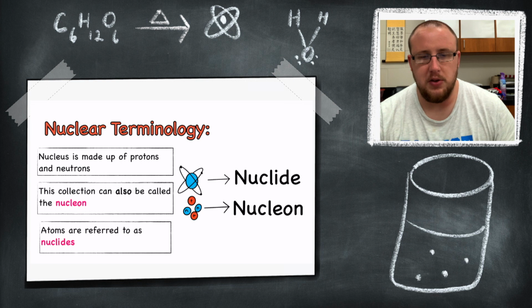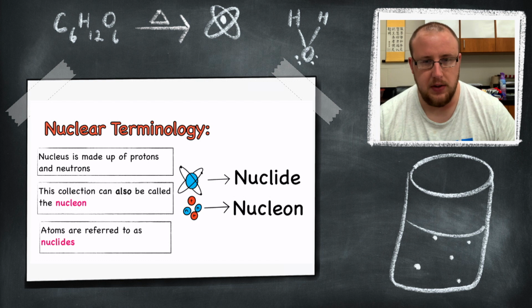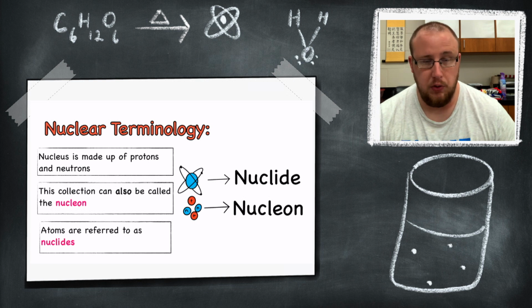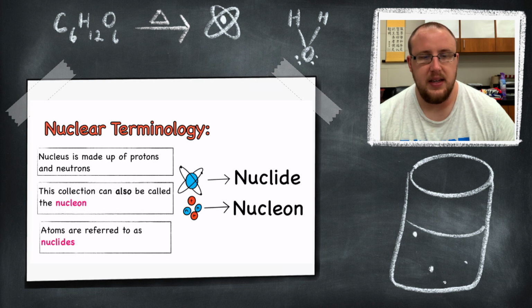So some terminology before we even get going. We're going to throw some new words at you, and we don't want you to get confused here. A nucleus we know is made up of protons and neutrons. This collection is also called a nucleon. You can think of the nucleon as the protons and neutrons all together, while the nuclide is referring to an atom as a whole. So nucleon and nuclide. Nucleon is basically the stuff within the nucleus. Nuclide is the whole atom.